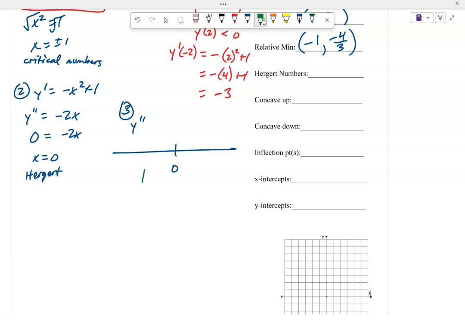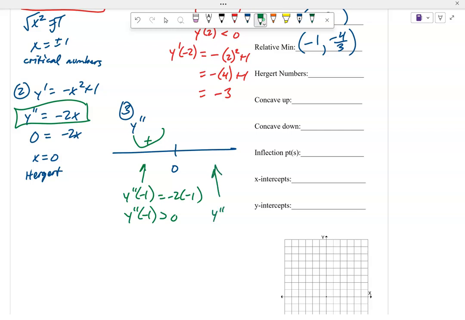Let's throw in y double prime of -1. Throw it into the second derivative. So we get -2 times -1. Y double prime of -1 is positive. So we are concave up. Let's throw in y double prime of 1. -2 times 1. So y double prime of 1 is negative. So we are concave down.